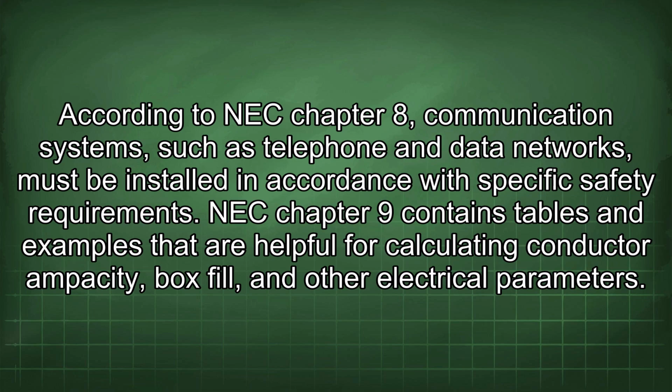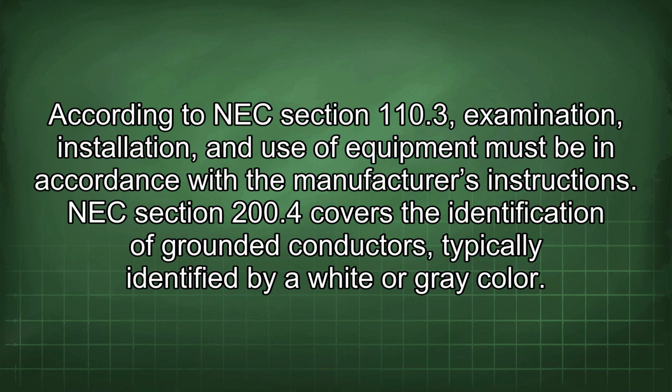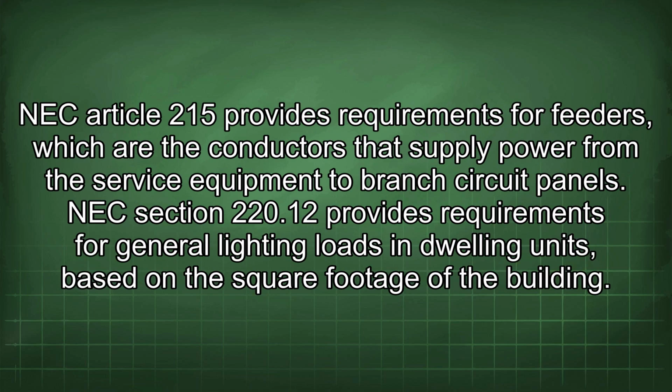According to NEC Section 110.3, examination, installation, and use of equipment must be in accordance with the manufacturer's instructions. NEC Section 200.4 covers the identification of grounded conductors, typically identified by a white or grey color. NEC Article 215 provides requirements for feeders, which are the conductors that supply power from the service equipment to branch circuit panels. NEC Section 220.12 provides requirements for general lighting loads and dwelling units based on the square footage of the building.